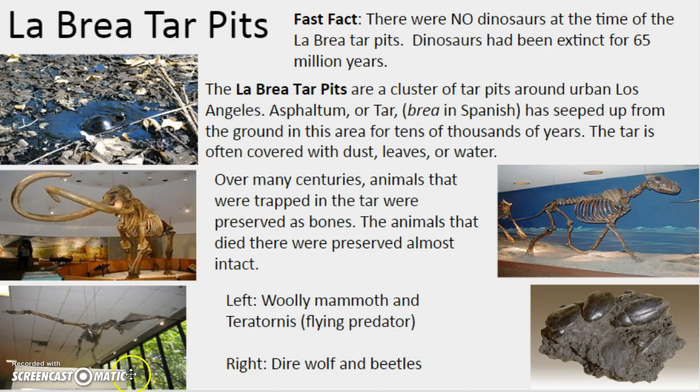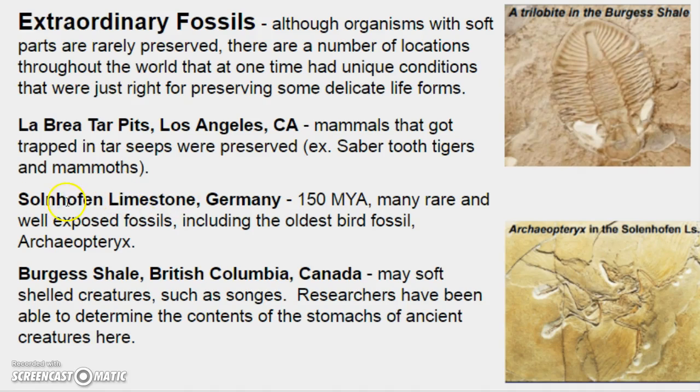Here we have a Pterotornis, a flying predator. Here we have a wolf, and here we have these different beetles, all of which were trapped in La Brea tar pits. We have a location in the Solnhofen limestone, Germany.